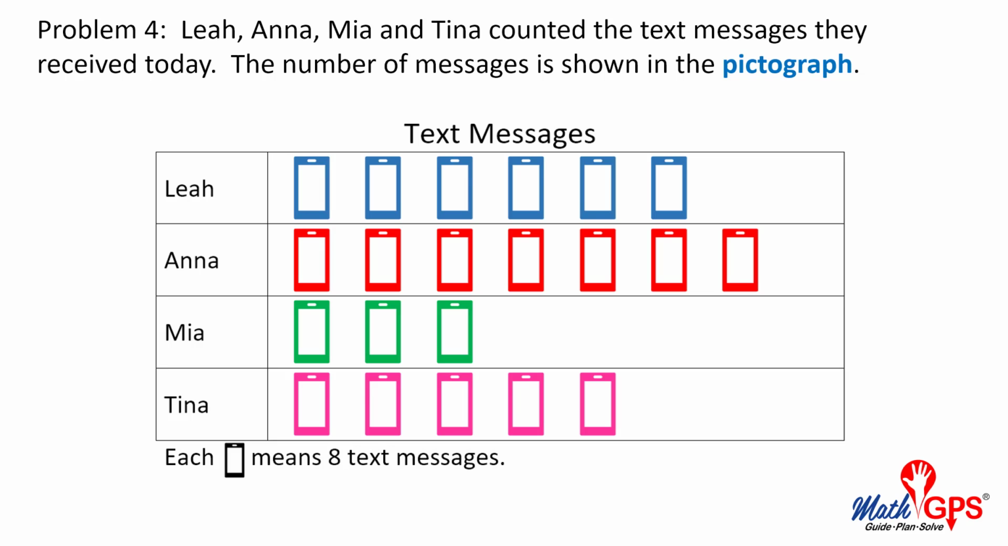Problem 4. Leah, Anna, Mia, and Tina counted the text messages they received today. The number of messages is shown in the pictograph. According to the key, what does each picture represent? How many more messages did Anna receive than Tina? How many fewer messages did Leah receive than Anna?